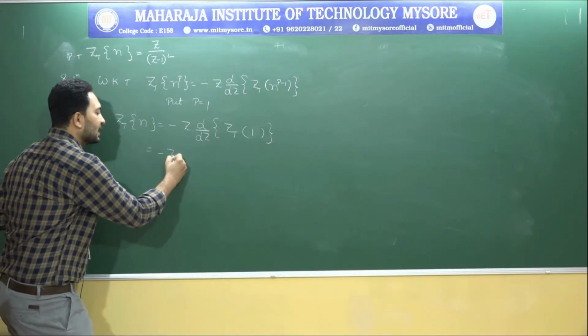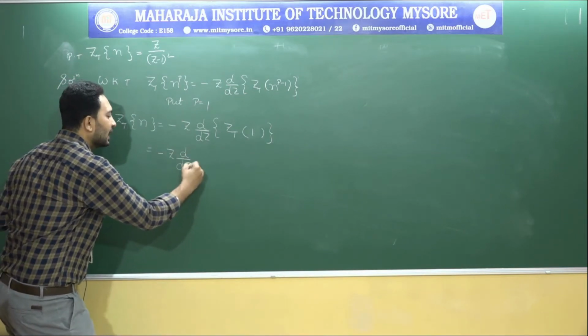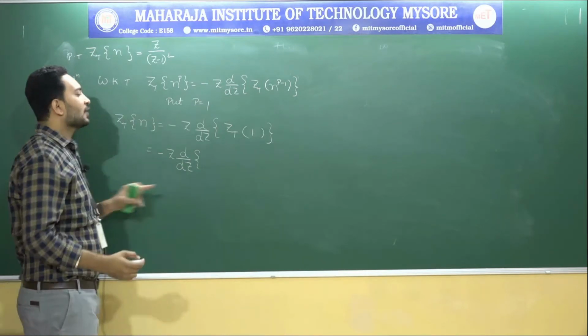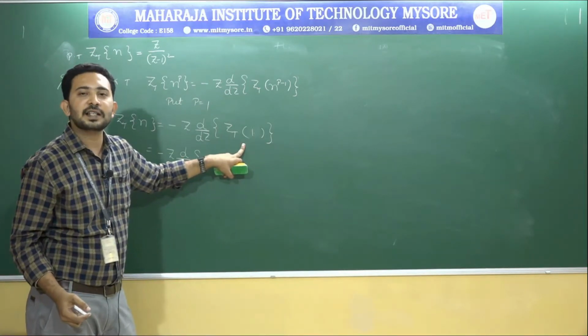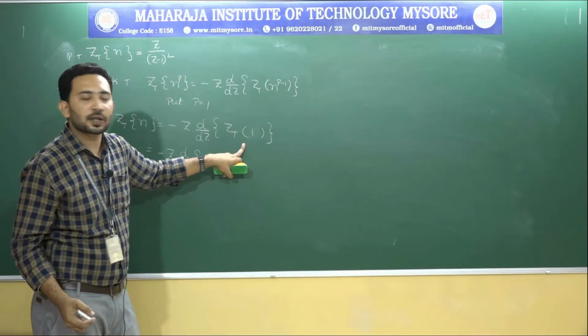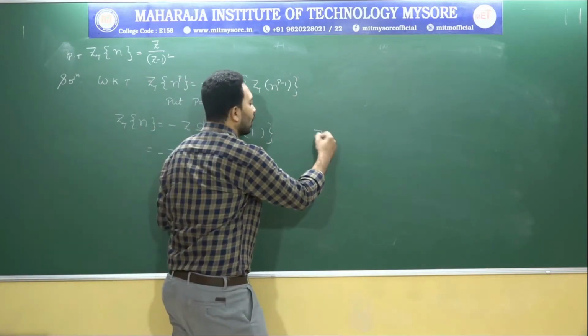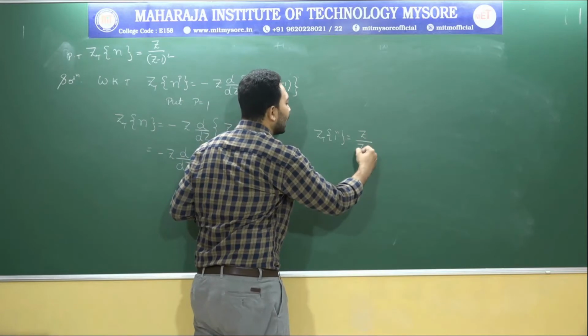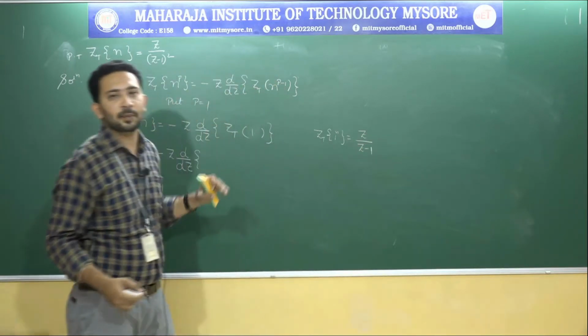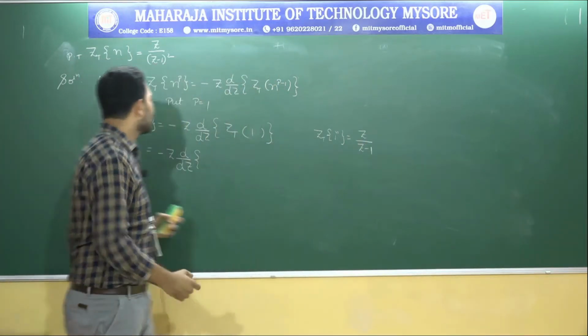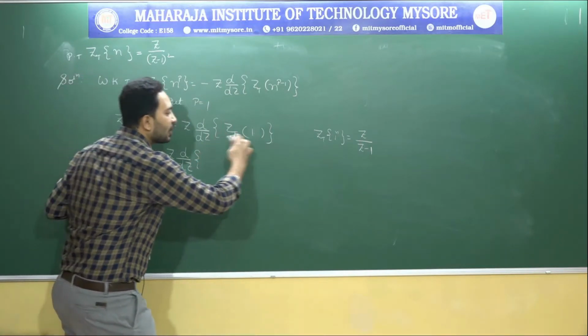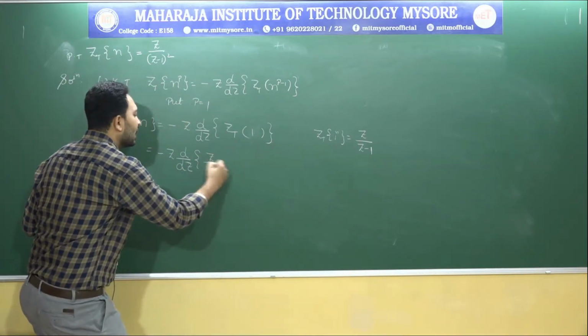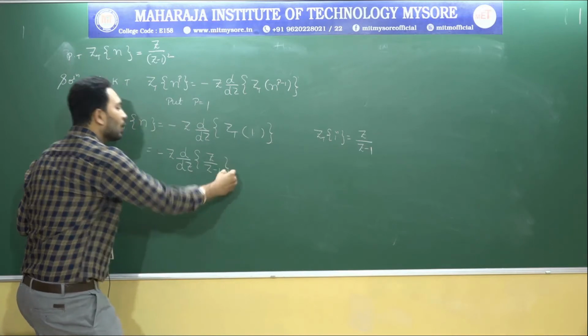Next, minus z into d by dz of the z transformation of 1. What is the z transformation of 1? Just now we have solved the z transformation of 1 power n, that is nothing but z divided by z minus 1. So 1 power n is 1 only. So the z transformation of 1 becomes z divided by z minus 1.